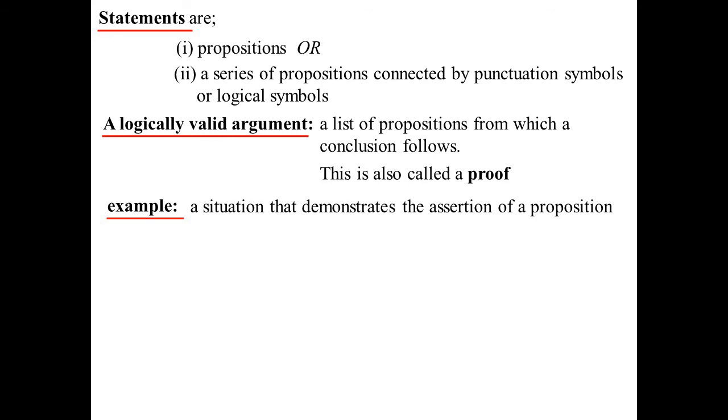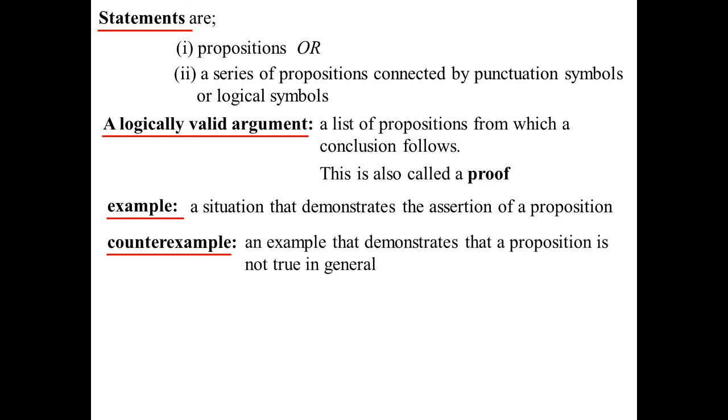Now, this is not an example of a logically valid argument. I'm now actually defining example. An example is a situation that demonstrates the assertion of the proposition, which brings us to counterexample. A counterexample tells us the proposition is not true. That can be very useful, because if we want to invalidate something, all we need to do is find a counterexample. It doesn't work, therefore the argument becomes invalid.